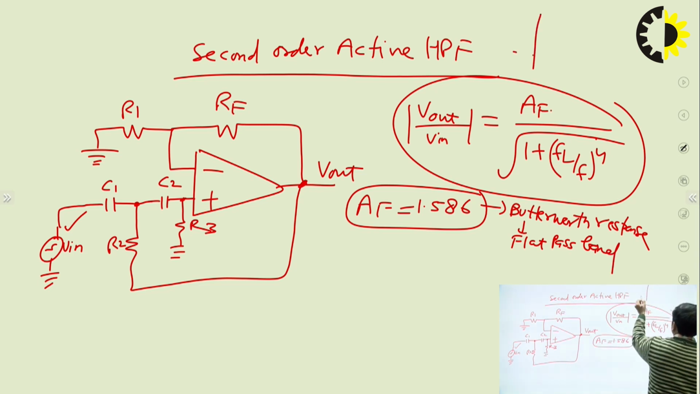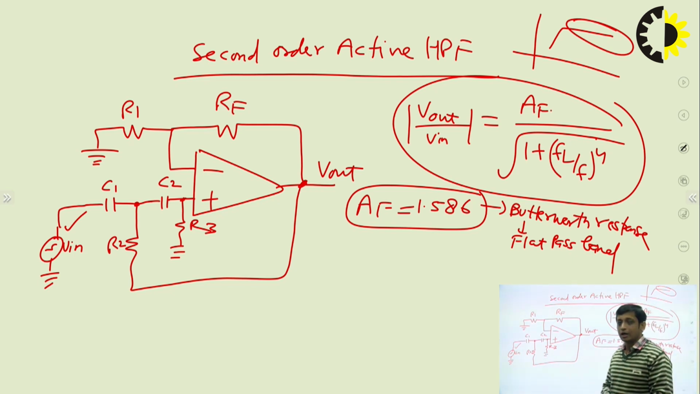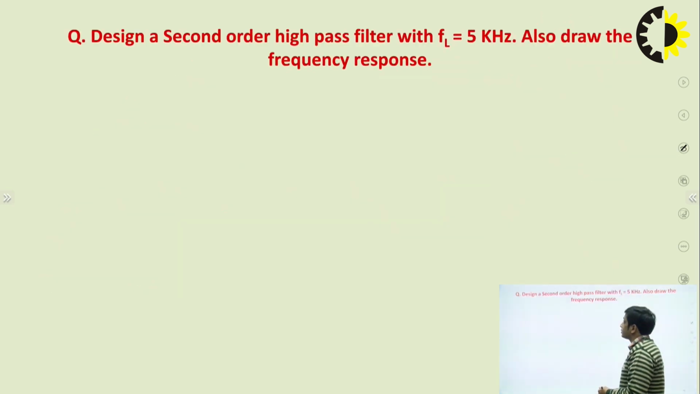So when you draw the frequency response of the high pass filter, what do you want? You want this gain to be constant in the pass band. You don't want variation in the pass band. You want constant gain, right? Flat. The graph should be flat in the pass band. So to ensure it, the filter should be Butterworth. And to ensure that the filter is Butterworth, for that we take AF equal to 1.586. This thing we had done in the second order low pass filter also. Fine. Now we have to design the second order filter. For that we are going to do this problem.